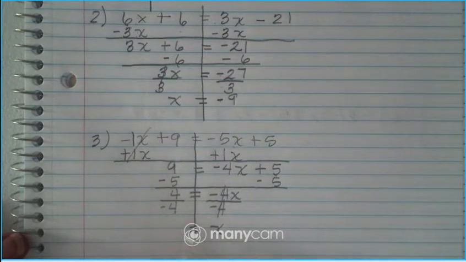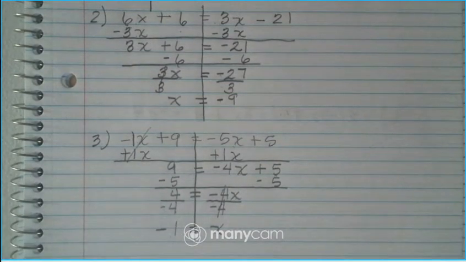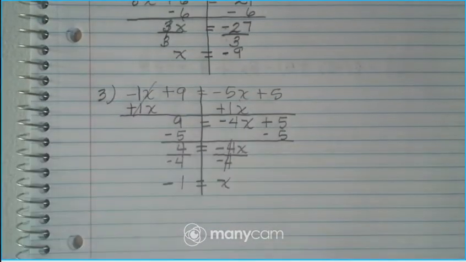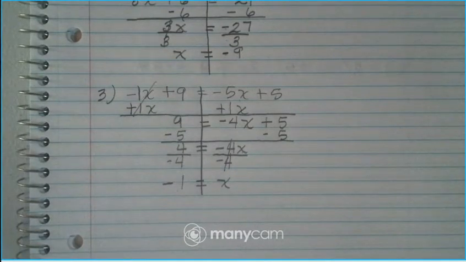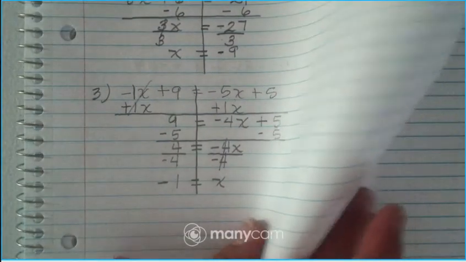Now, this is where I see mistakes. 4 divided by negative 4 is not 0. Positive divided by a negative is a negative, and 4 divided by 4 is 1. All right, let's go to the next one. We have 4 more.